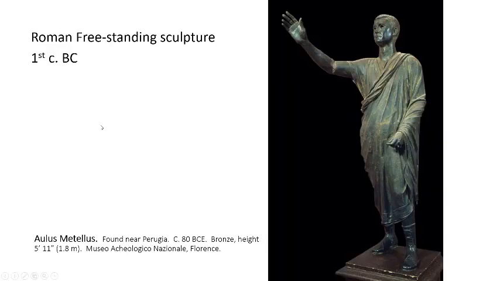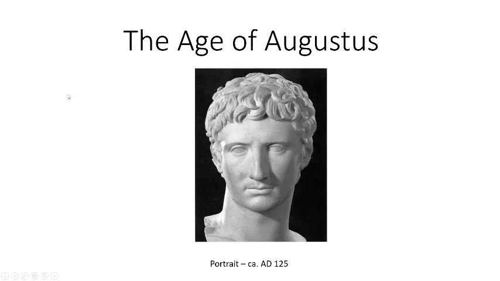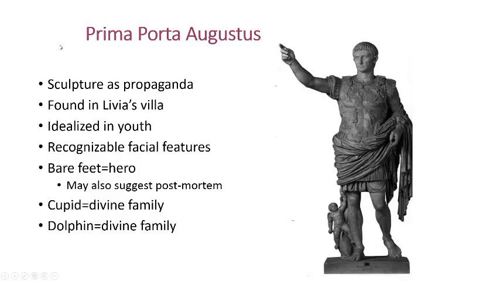Here is the only freestanding example I'm going to give you, which is a sculpture done in bronze from the 1st century BC, again showing an upstanding, moral, pious citizen. Then we get to the imperial age, beginning with the age of Augustus, and why not start off with a portrait of him? Yay, Augustus, there he is. Okay, gonna have to just keep going.